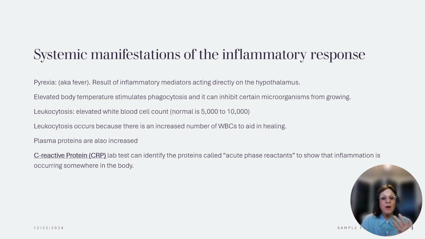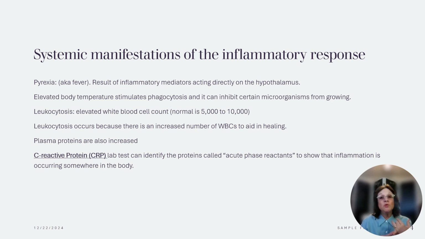So we have pyrexia, fever. Elevated body temperature helps to stimulate phagocytosis, so it makes the white cells go in and do their job a bit better and eat up the dead tissue. And it can also inhibit microbial growth.